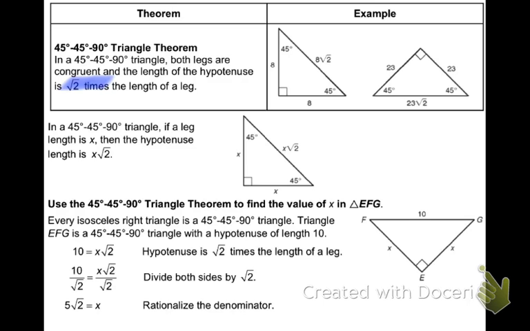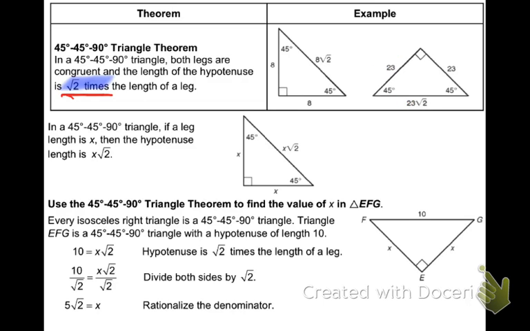For instance, if my legs are 8, my hypotenuse is 8 square root of 2. If my legs are 23, my hypotenuse is 23 square root of 2. Notice the relationship: every time I'm multiplying by the square root of 2. I can make up numerous numbers. Let's say instead of 23, I make this 37. Well, what's my hypotenuse then? 37 square root of 2.